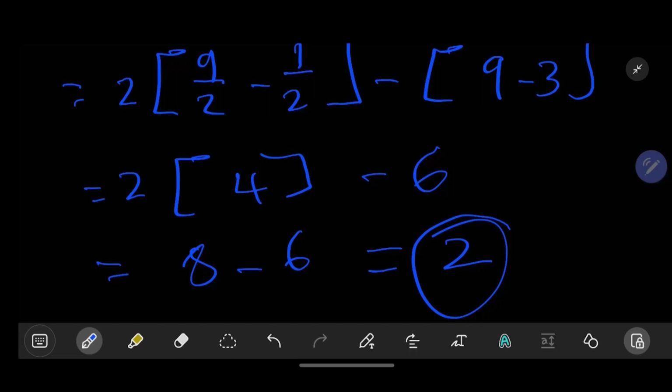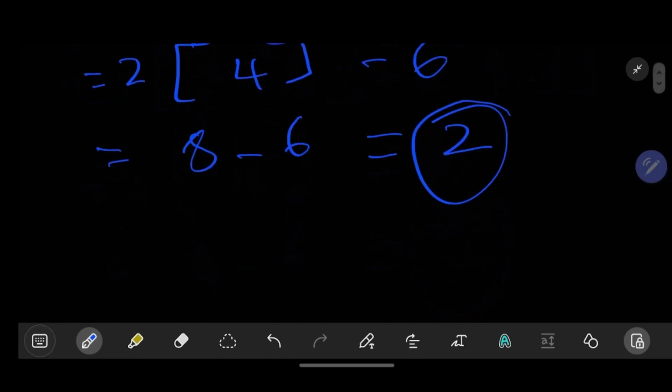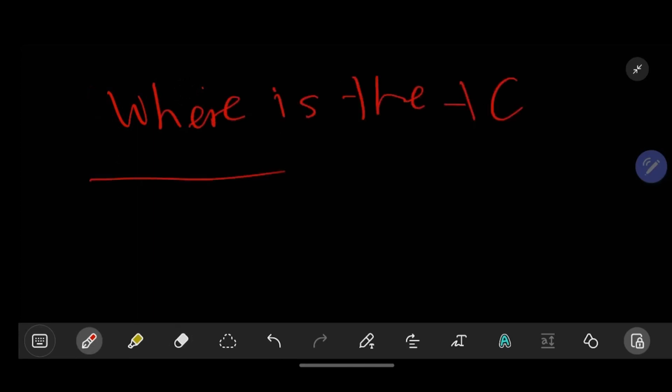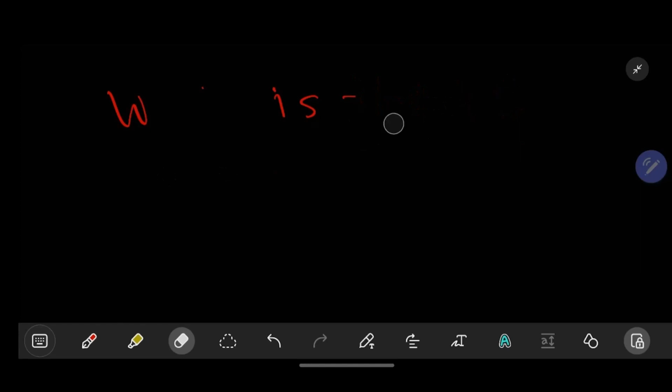So looking at what we've done so far and understanding how indefinite integrals work, you may want to ask yourself, what is happening with the c? Or a better question is, where is the c? Where is the plus c? To answer that question, let's go back and look at the previous example again.